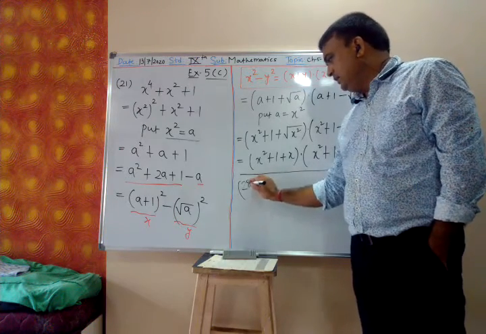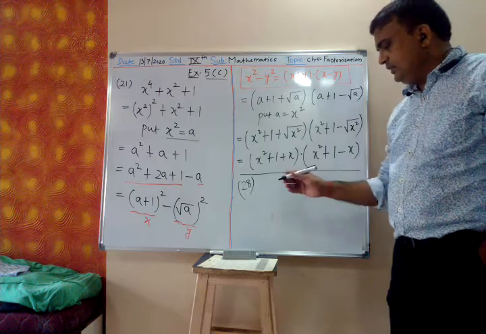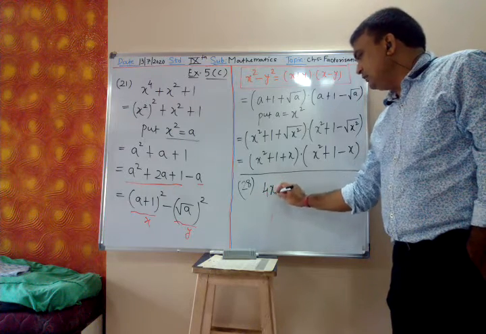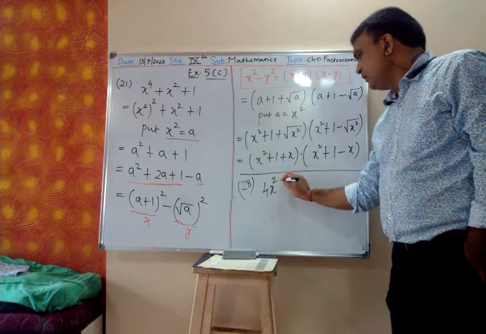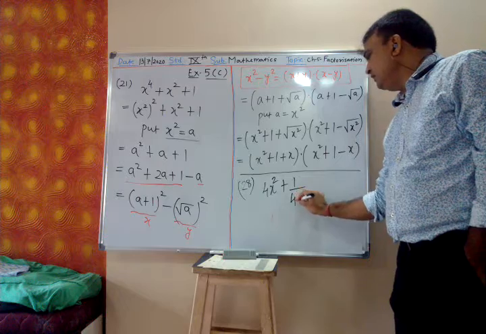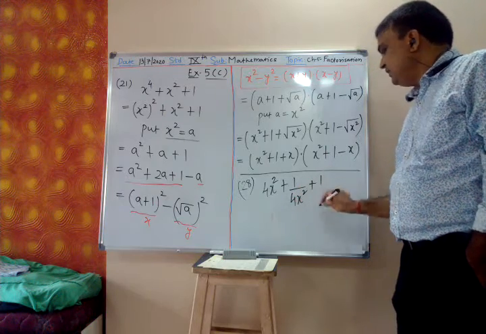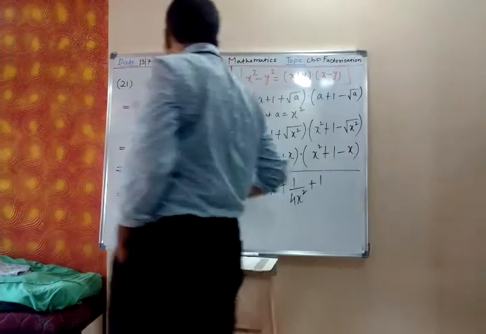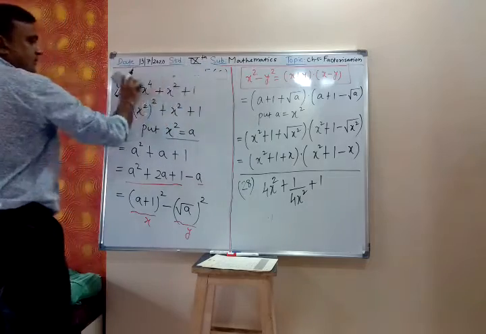So why they left 28? You see the video. Factorize this: 4x square plus 1 upon 4x square plus 1.